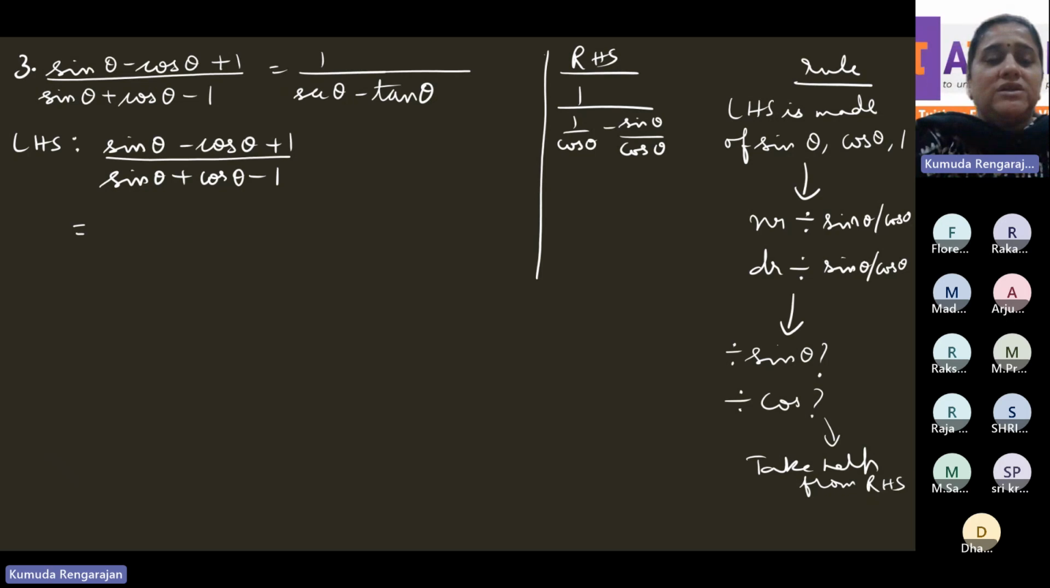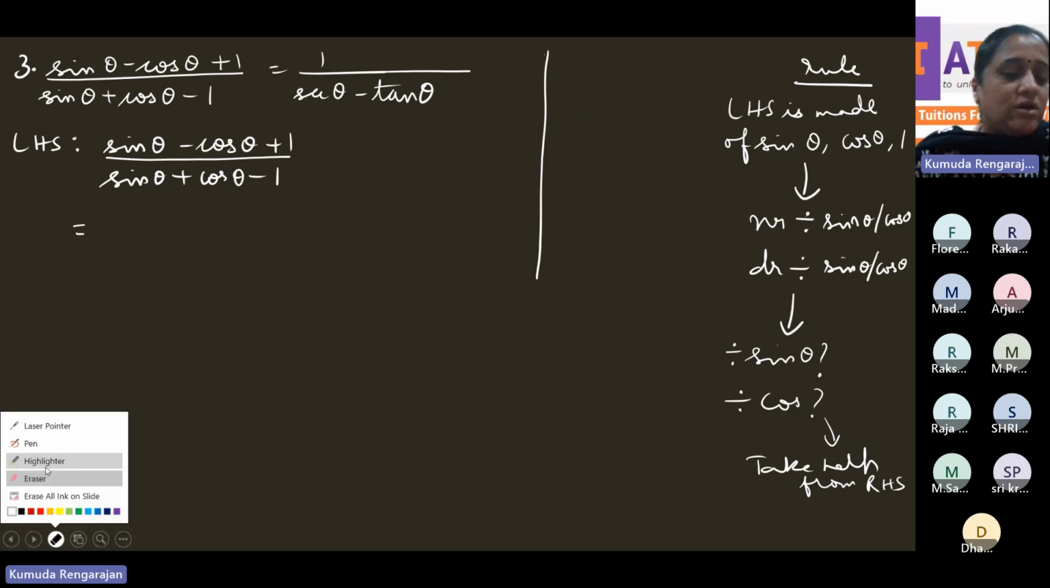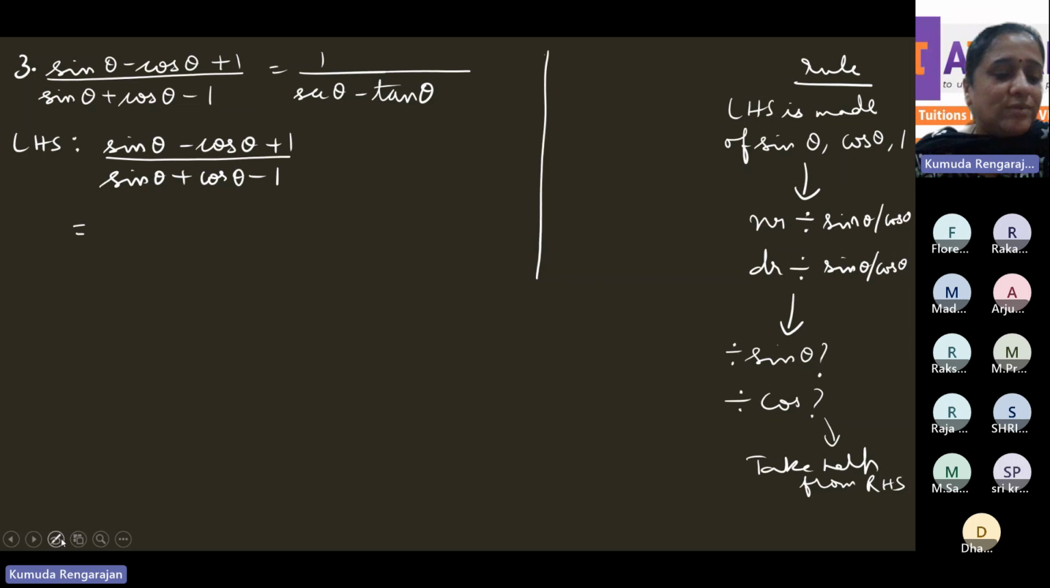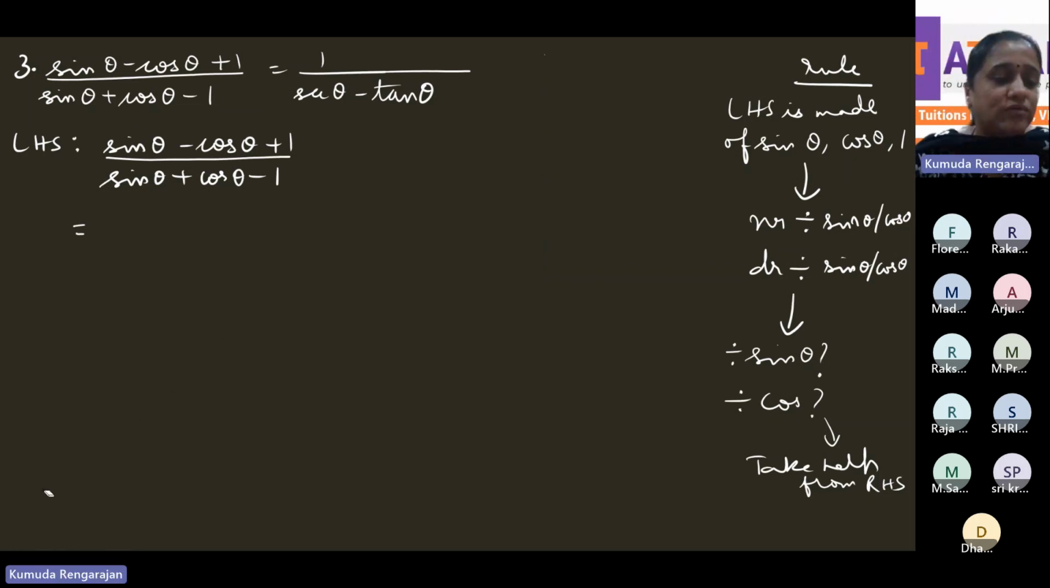The first method I'm doing here is taking up only the LHS. I'm going to work this and get the RHS. One method is you can work the RHS, which I'm going to do as the alternate method. Otherwise, you can just take help from the RHS without working the RHS like this. What are the ratios the RHS is made up of? Secant and tan.